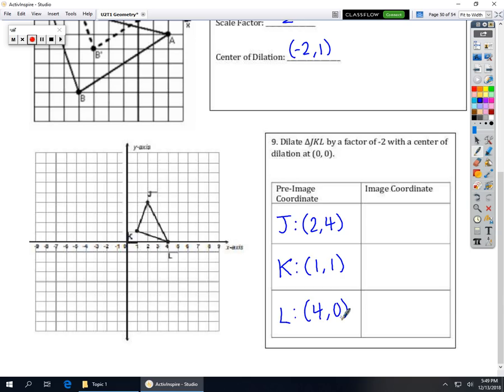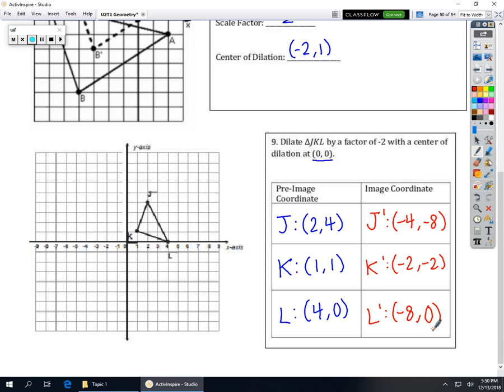Now usually with dilations, we wrote the directions and followed the directions, or multiplied the directions. Because this is centered at 0, 0, rather than writing the directions, you can actually just write the points and multiply -2 to all of the points. So in this case, J prime, K prime, and L prime. 2 times -2, that's going to be -4. Multiply this by -2, you get -8. So we're multiplying all these numbers by -2. They should all end up like this. And 0 times -2 is just 0.